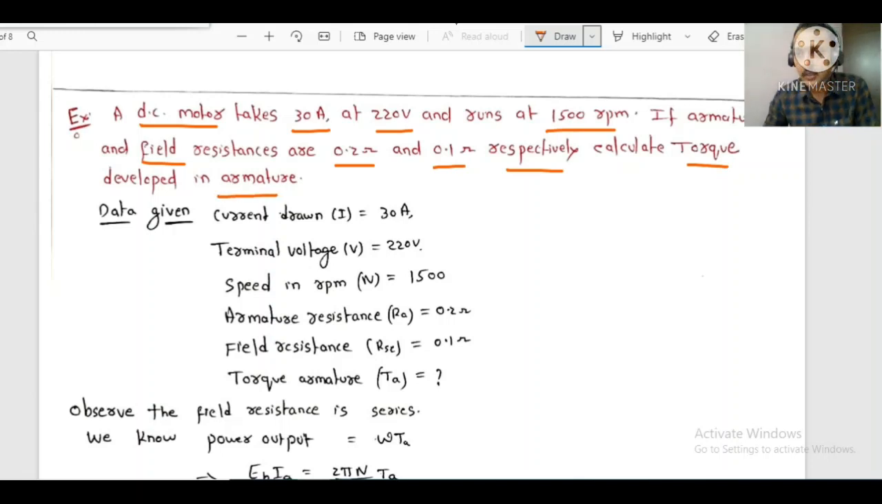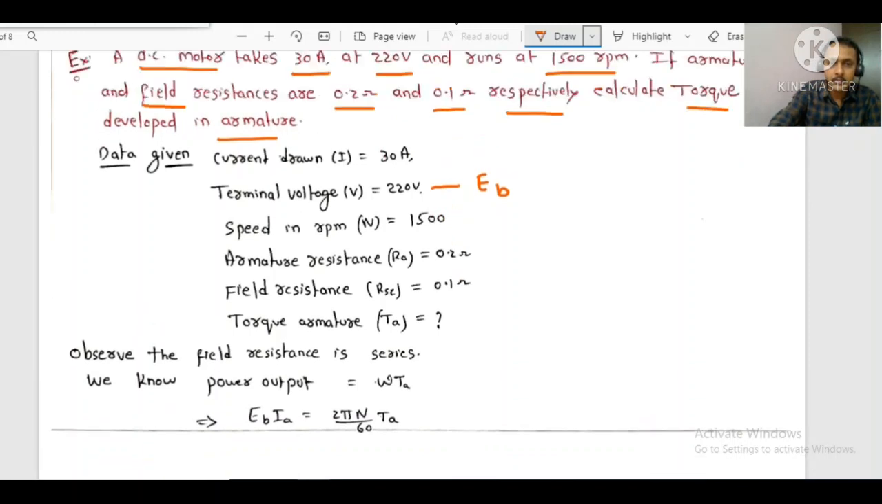Very simple. Dear students, from the data given, we should be in a position to represent those data with proper variables. The names of the variables are fixed. You know, terminal voltage is denoted with the letter V, and you should not denote it with Eb, otherwise the entire problem goes wrong. Terminal voltage V, speed N, armature resistance Ra, field resistance here specified, Rsc 0.1. Armature torque is how much? That is what he is asking. So here observe the field resistance is series.